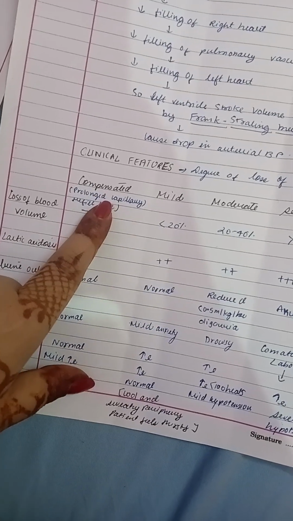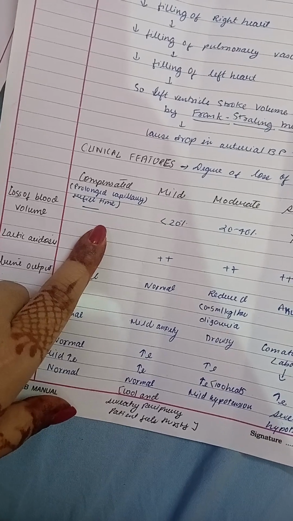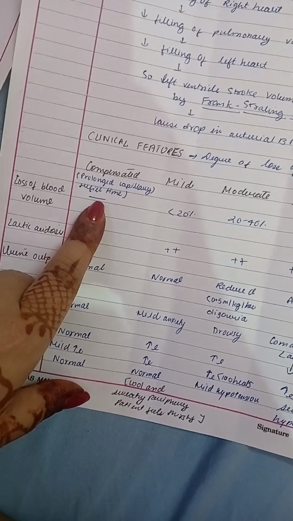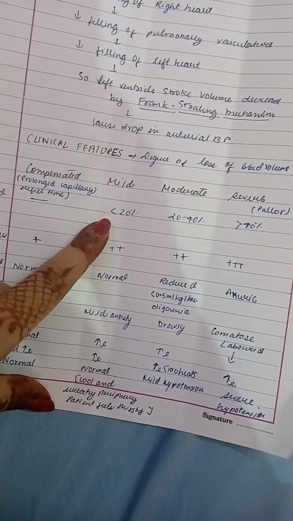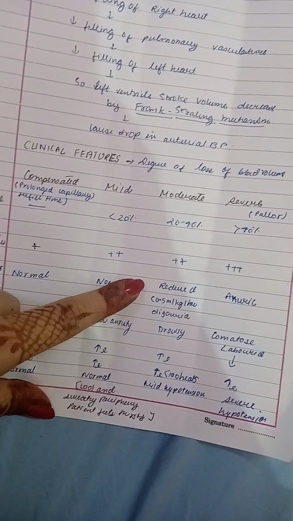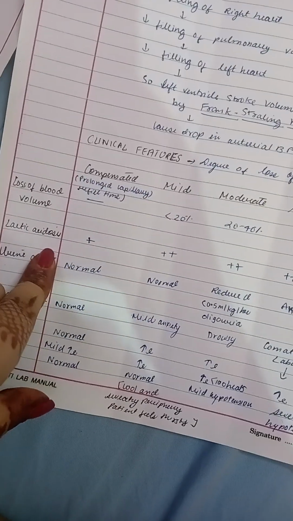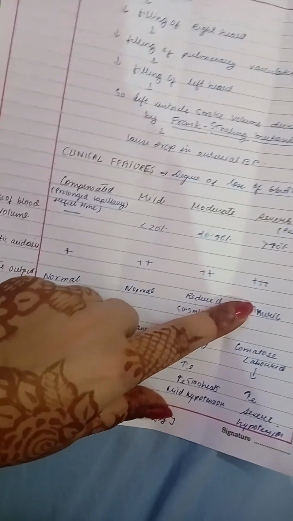In compensated, no blood volume will be lost, but there will be prolonged capillary refill time. In mild, there will be less than 20% loss, in moderate 20 to 40%, and in severe more than 40%. Lactic acidosis is absent in compensated and mild, present in moderate, and highly present in severe.